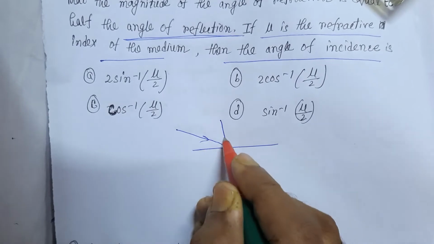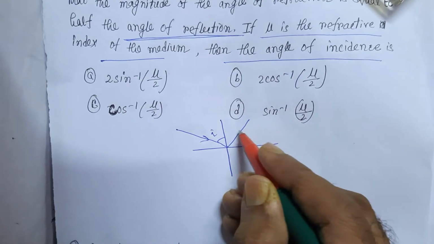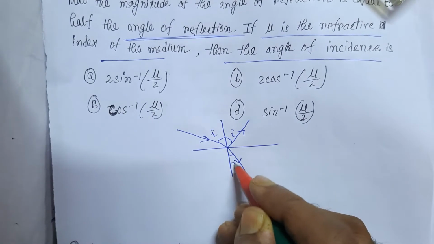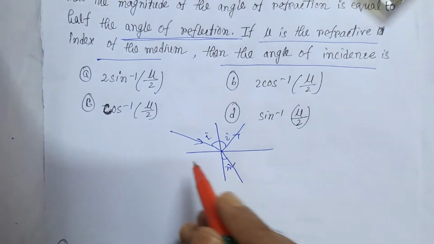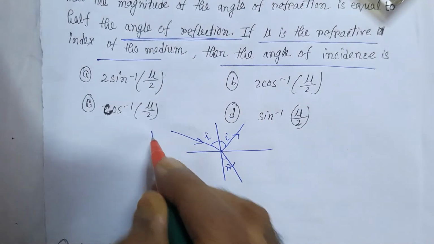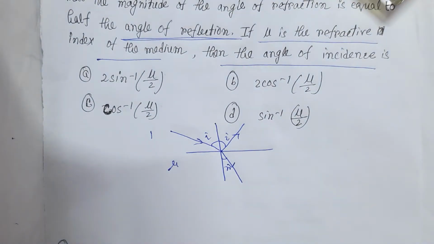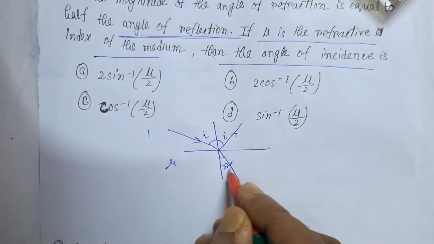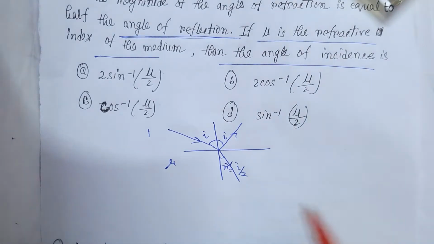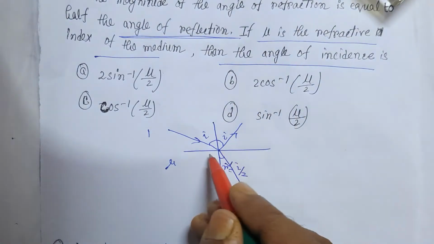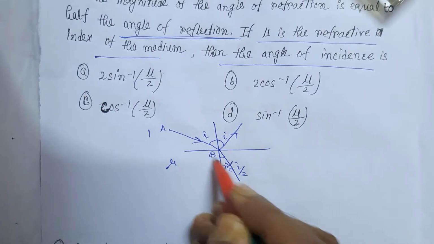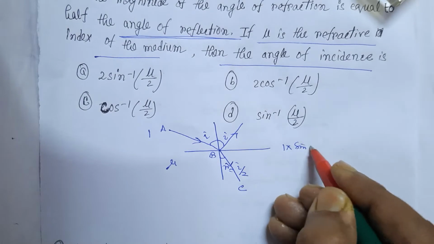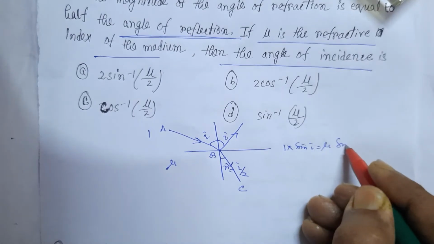Let the angle of incidence be I, then the angle of reflection is I, and the angle of refraction according to the problem is R. Let us take the refractive index of the medium as mu, and the first medium as 1, taken as air. Then R equals I by 2 according to the problem. Applying Snell's law for the refraction at the point B, we get 1 into sin I equals mu into sin I by 2.